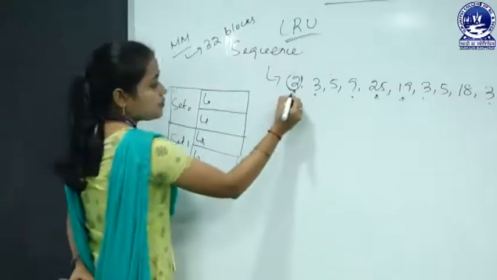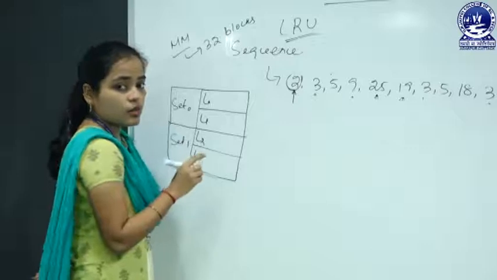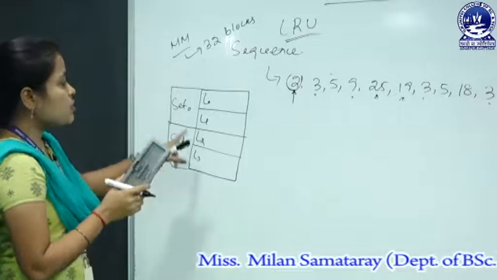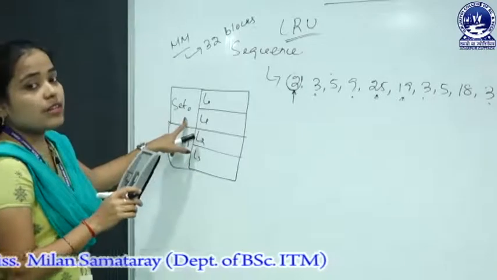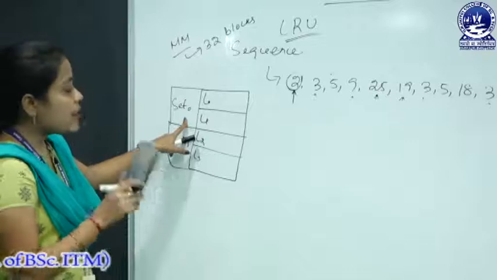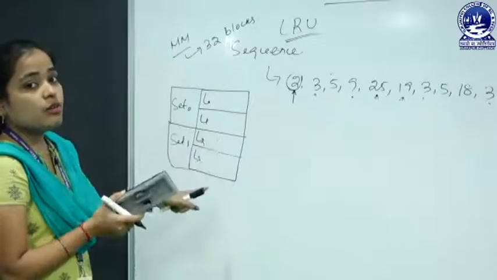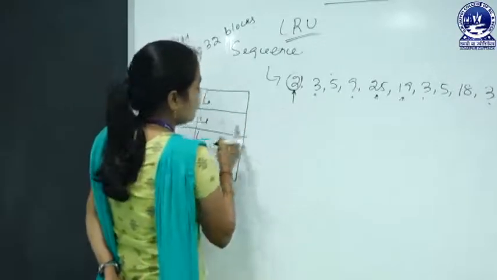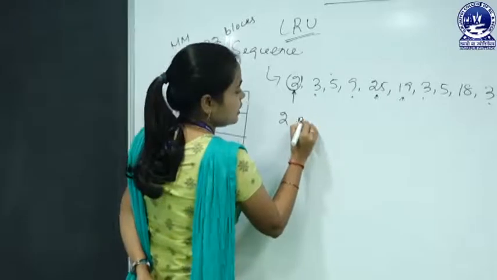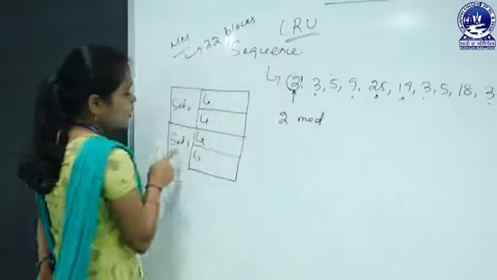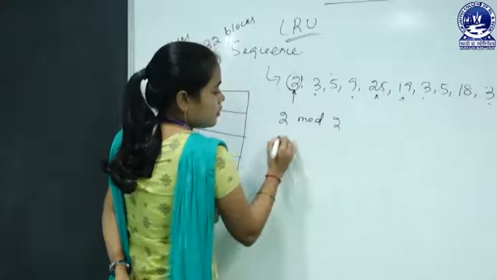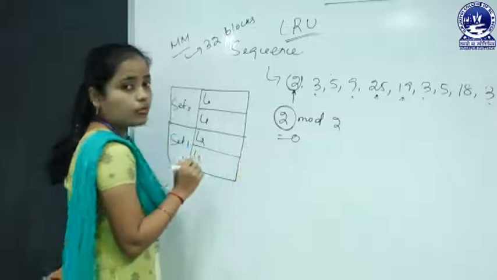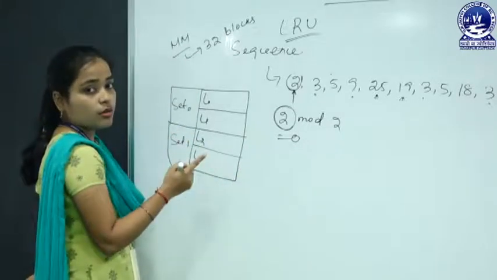So the first block is 2. Block 2 will be placed in which set? Because to choose the set you have to use the direct mapping technique, but to place the blocks in the lines, you have to use the associative mapping technique. So which set will this block be placed in? Here you can see 2 mod 2, the number of sets in the cache memory, so the remainder is 0. So you have to place block 2 into set 0.